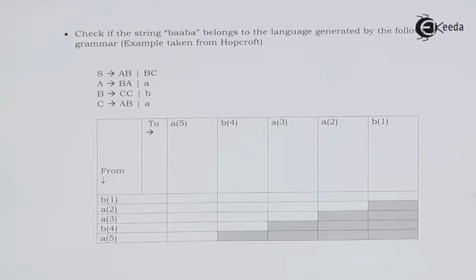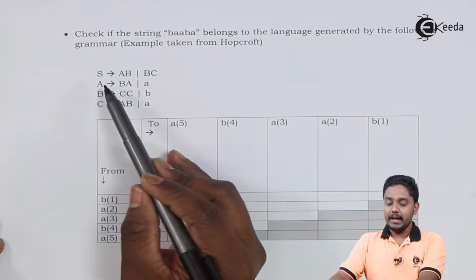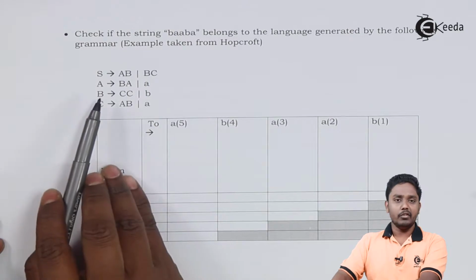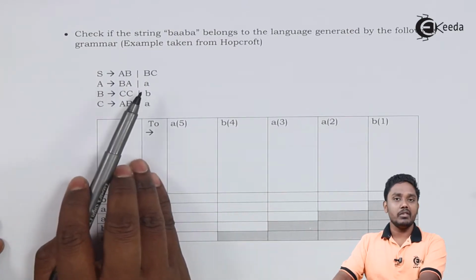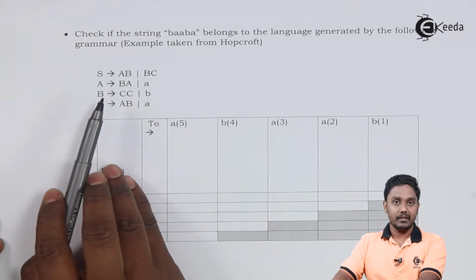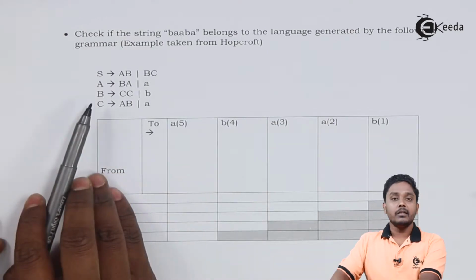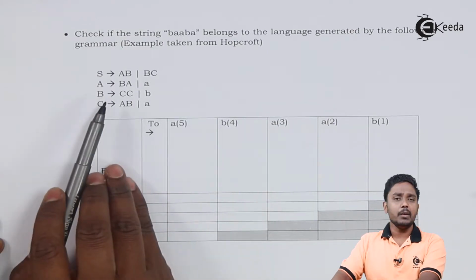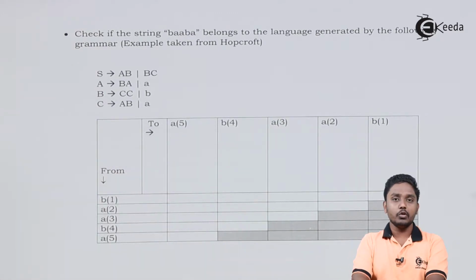Let us check whether the given grammar is in Chomsky normal form or not. There are four non-terminals in the given grammar: S, A, B and C. S is producing AB or S is producing BC, in which AB and BC both are non-terminals. Hence we can say that the production of S is in Chomsky normal form. Similarly, A produces BA or A produces a. In one case it is both non-terminals, which is in CNF. In the second case it is just one terminal, which is also CNF.